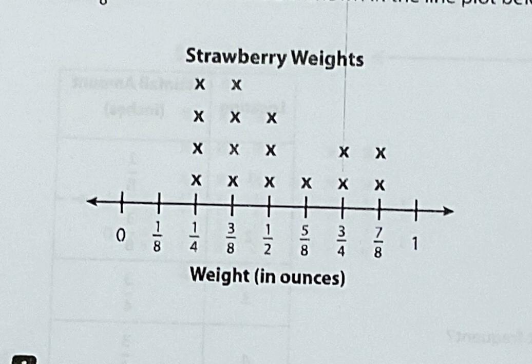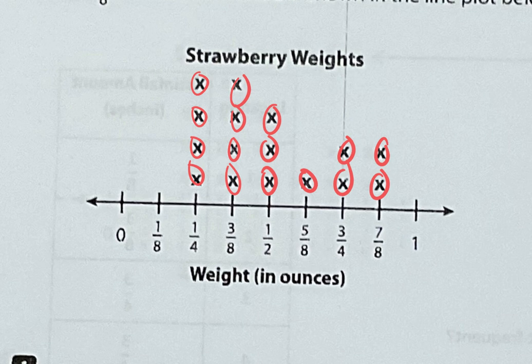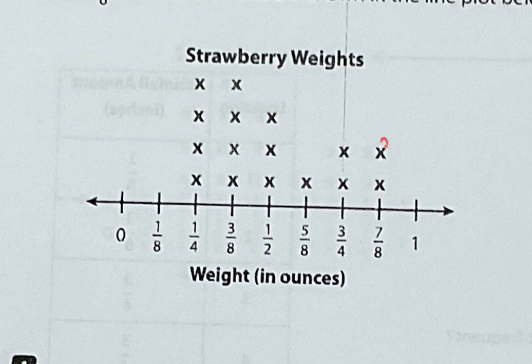So for example, one thing that we can learn from this line plot is how many strawberries we have. Well, we could sit here and count 1, 2, 3, 4, 5, 6, 7, 8, 9, 10, 11, 12, 13, 14, 15, 16. So we have 16 strawberries that we're measuring for their weight. And each one kind of has a different weight. Not every single one of them has a different weight, but there is a range of different weights that these strawberries have. And so if we look, do we have any strawberries that weigh 0 ounces? No, because there would be an X right there, correct?